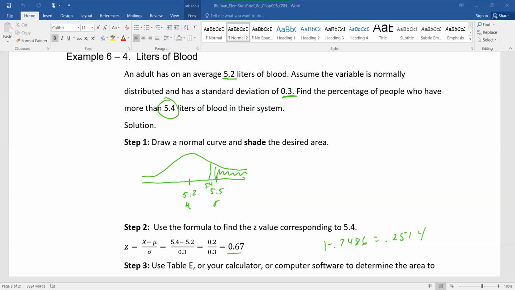Perfect. All right. Thus, we're looking for the percentage. So make sure you're specifically looking at what the question's asking for. This then converts into what? Okay. So we just calculated, given that this information is normally distributed, that 25.14% of our adults have 5.4 or more liters, right?